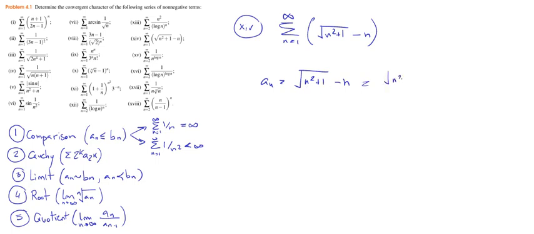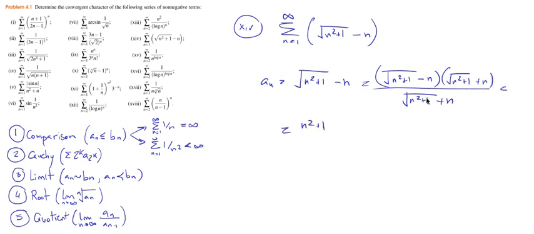Okay, so then you have the square root of n squared plus 1 minus n times the square root of n squared plus 1 plus n divided by the square root of n squared plus 1 plus n, right? And in the numerator you have a minus b times a plus b, which is equal to a squared minus b squared, okay, n squared plus 1 minus n squared, okay? So this is equal to 1 over the square root of n squared plus 1 plus n, right?